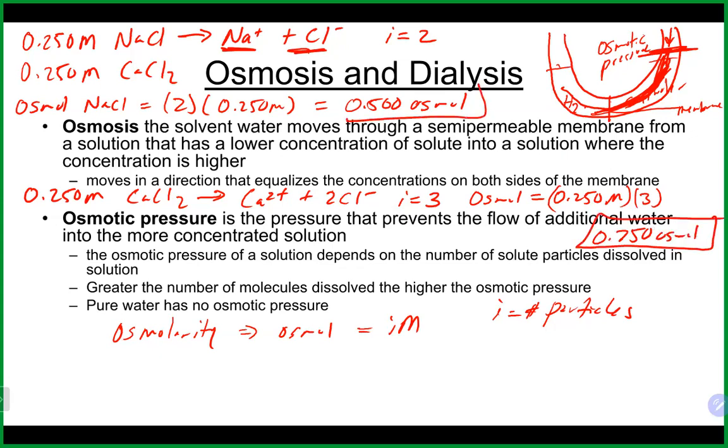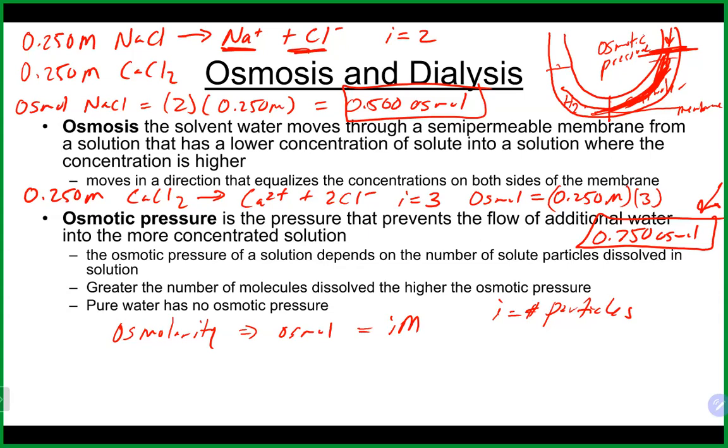The one with the greater osmotic pressure in this case is the calcium chloride solution, even though it has the same molarity, because it will generate more particles in that solution, causing a greater osmotic pressure. So that is one way that you can figure out the osmotic pressure.